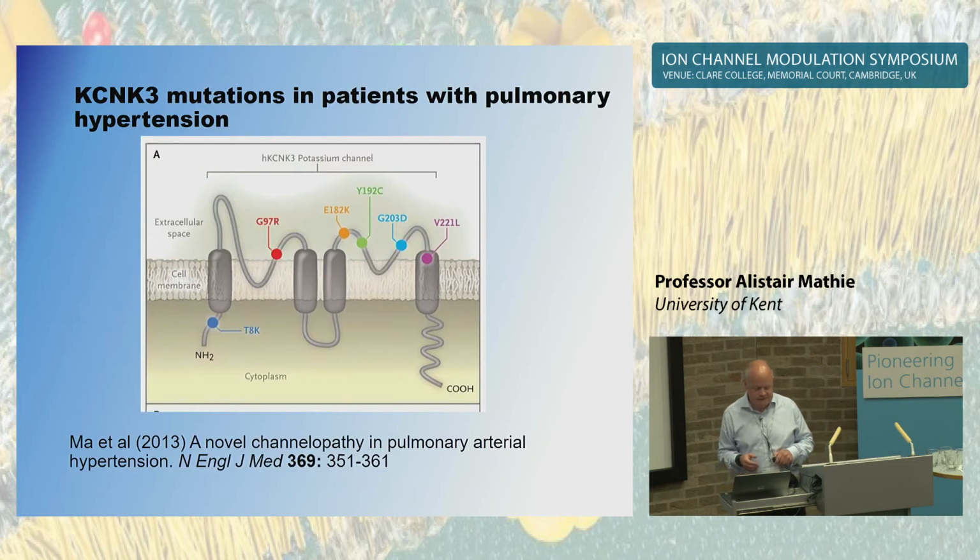And our interest in this was kind of piqued by a paper from 3 or 4 years ago now in the New England Journal of Medicine showing a number of different patients that had mutations in TASK1, KCNK3, and had developed pulmonary hypertension.